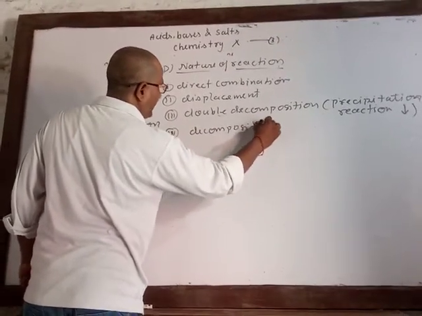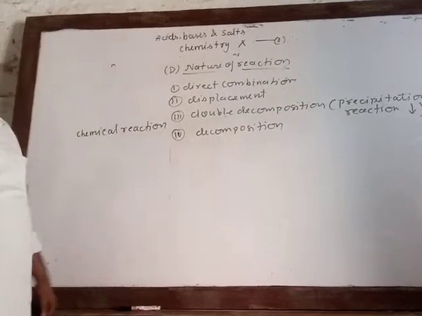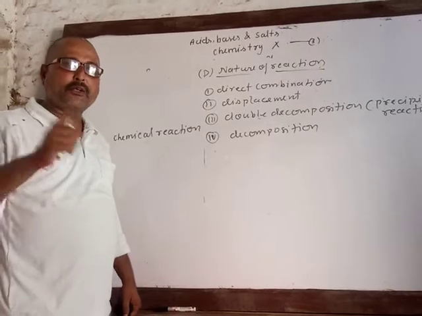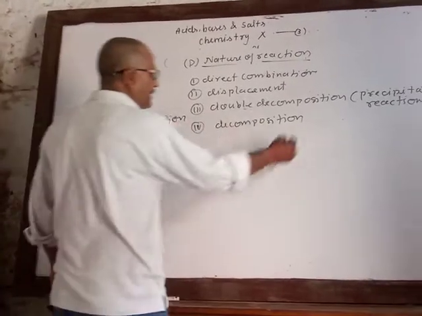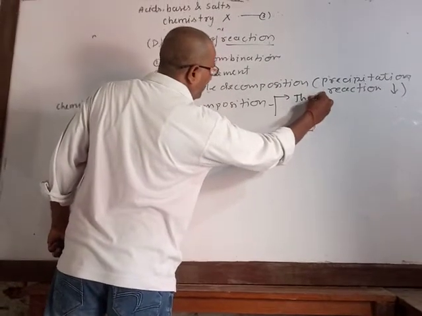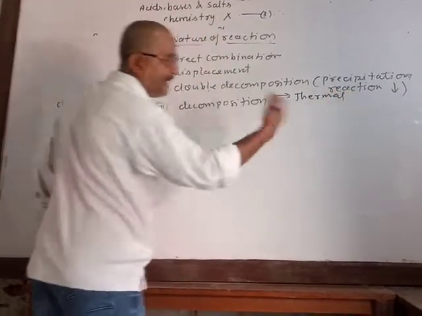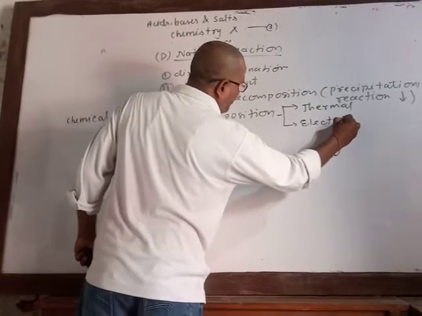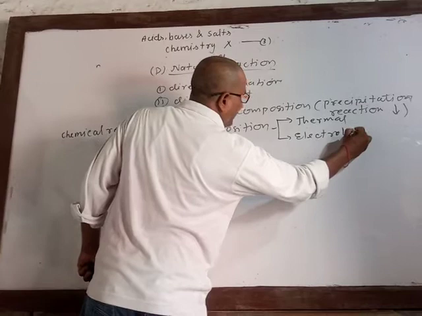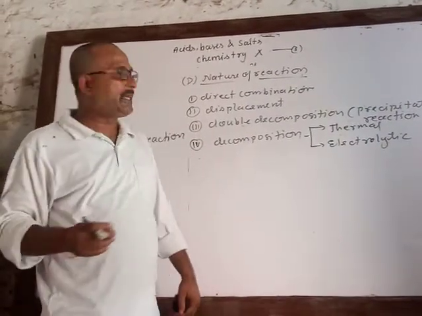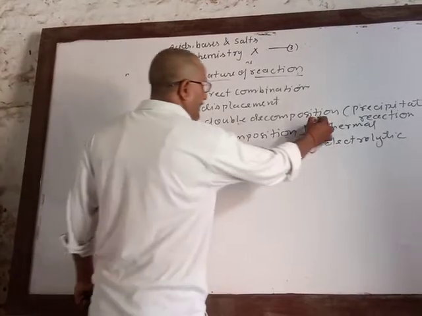reaction. See that decomposition is generally of two types: thermal decomposition and electrolytic decomposition. This reaction is also known as thermal decomposition. Thermal means due to heating, and the second one, electrolytic decomposition. Thermal means decomposition of compounds due to heating.